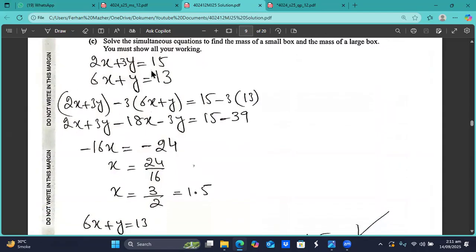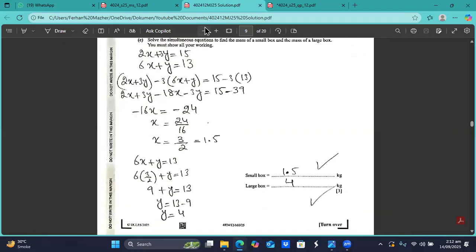So you have 2x plus 3y equals 15, and 6x plus y equals 13. So let's make the y the same, and from the first equation, subtract the second equation. But you have to multiply the second equation by 3 also. And this way the y will become the same. When you subtract them, the y will be cancelled out and only the x will be left. Okay, this is how you do this simultaneous equation. So you will have 2x plus 3y minus 3 bracket 6x plus y bracket close equals 15 minus 3 times 13.